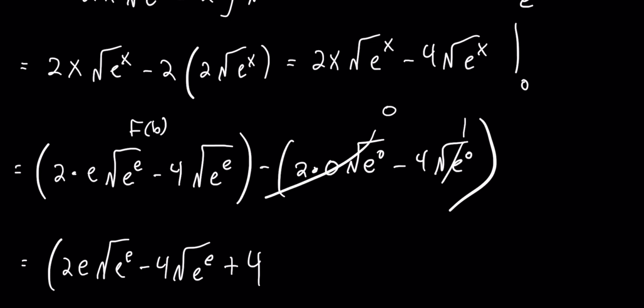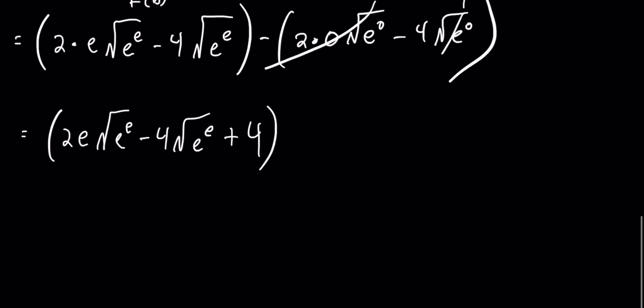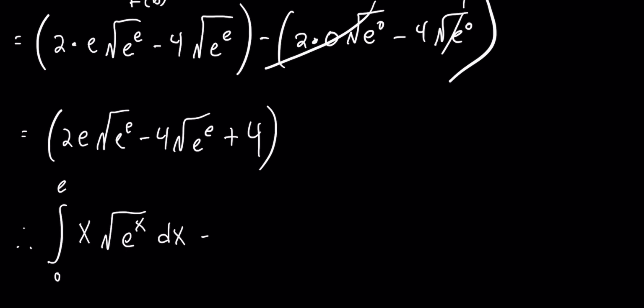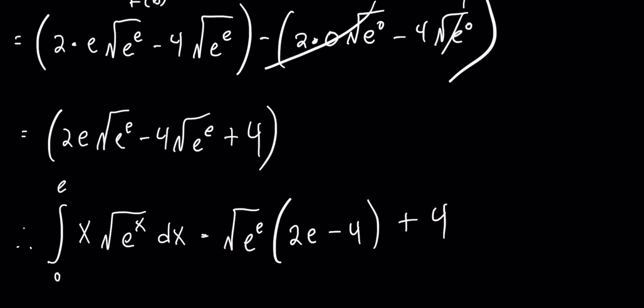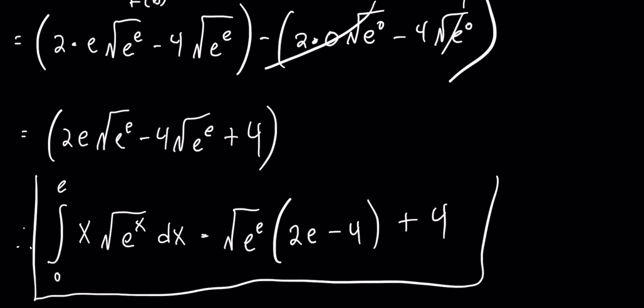So plus 4. So now we could say therefore the integral from 0 to e of x times the square root of e to the x dx will be precisely the square root of e to the e times (2e minus 4) plus 4. And this is the final result.